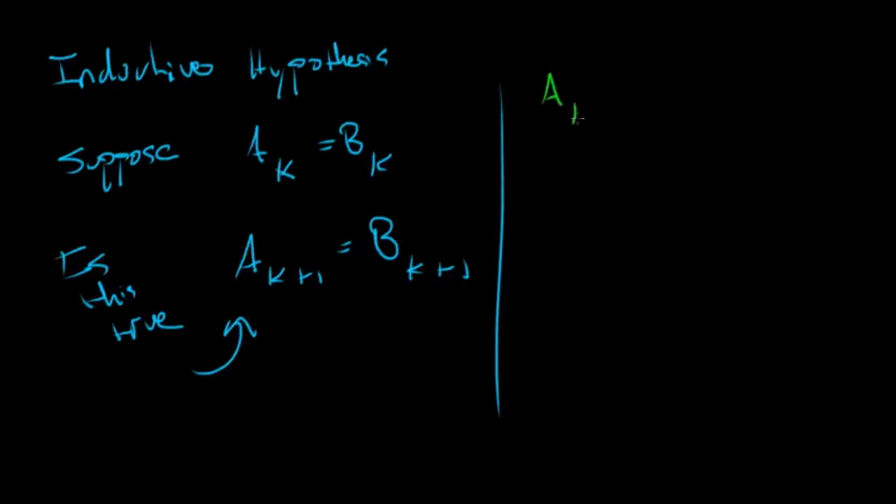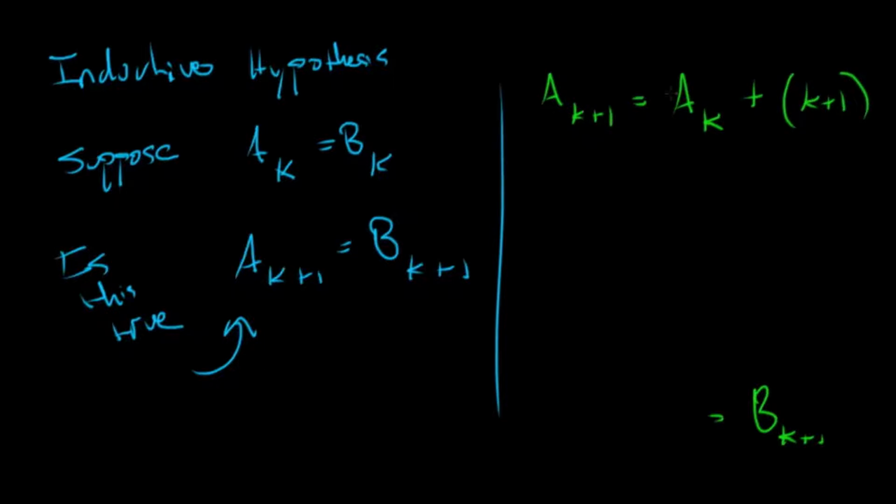All right, so let me jump to a new color. What is A sub k plus 1? We want to show that this is equal to B sub k plus 1. The only thing that we have right now is the first case is true, and we are assuming that this case is true. Because if we can show this implication, then because 1 is true, 2 is true. And because 2 is true, 3 is true. And so on and so forth. So A sub k plus 1 is equal to A sub k plus the next integer, so this is 1 plus 2 plus 3 all the way up to k, plus k plus 1.